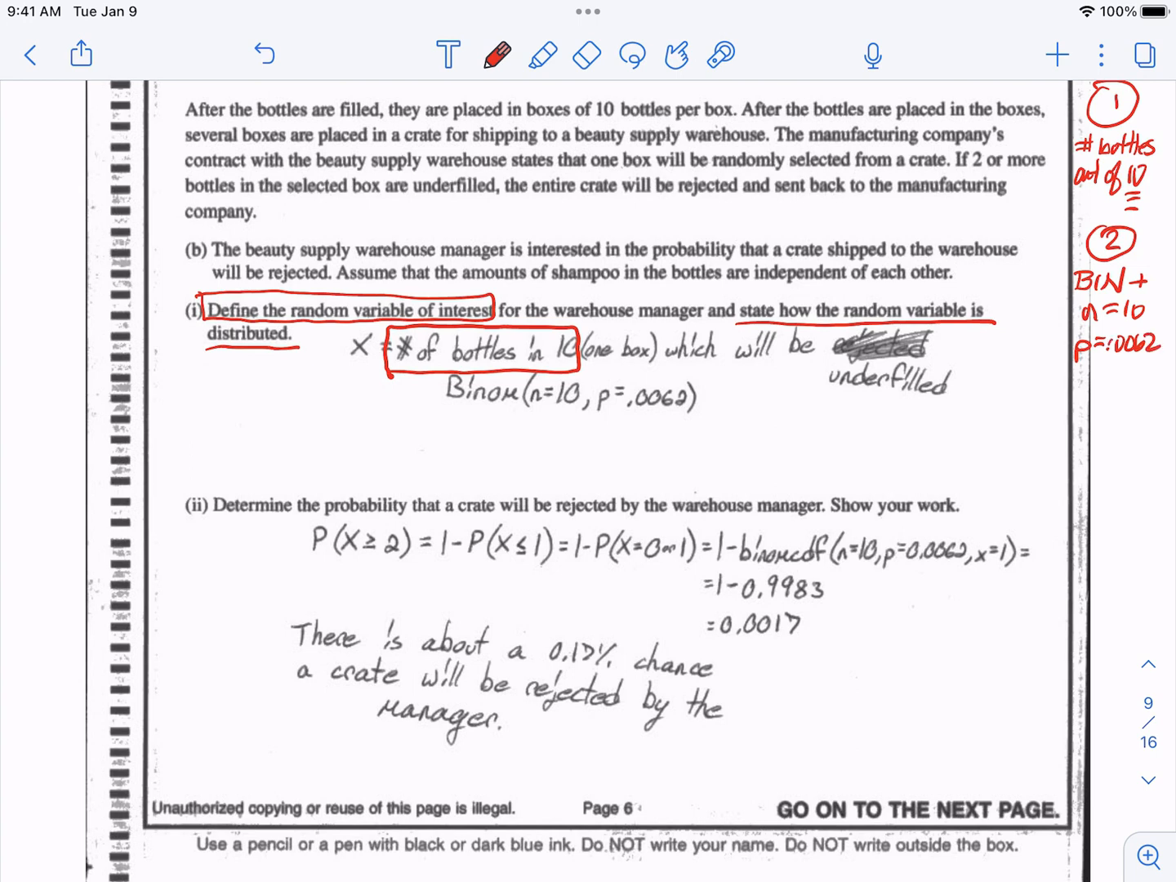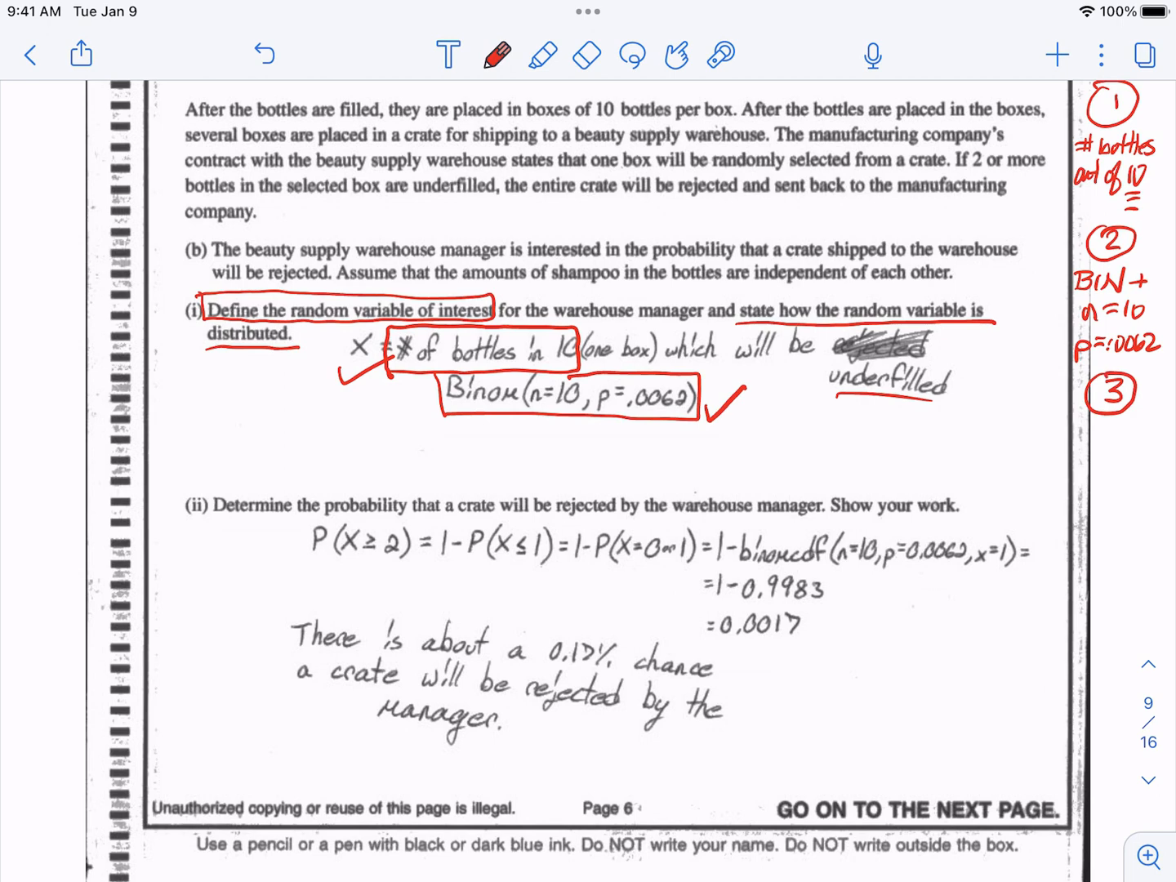And they've got that. So this student said binomial and they clearly labeled that n was 10 and p was 0.0062. So this student got the definition correctly, number of bottles in 10 that are underfilled, and they've got the distribution clearly named, even though it's abbreviated, and they've got the parameters there. So far they're 2 out of 4. There's 2 more pieces they have to have.